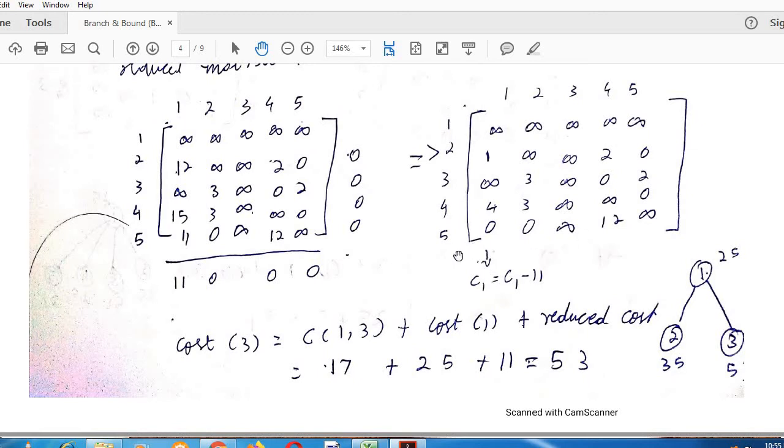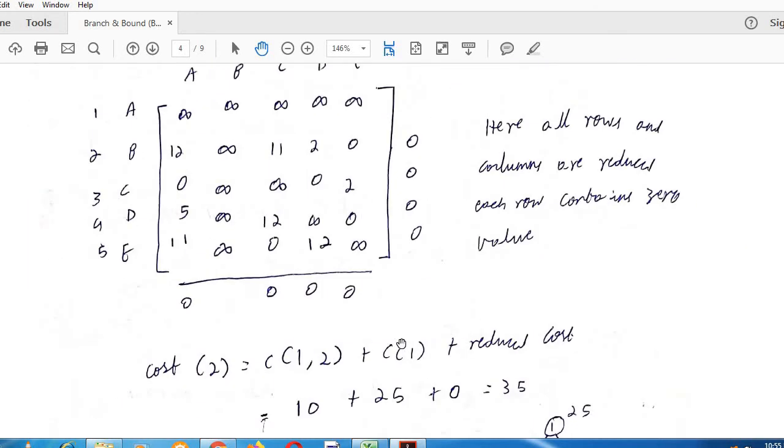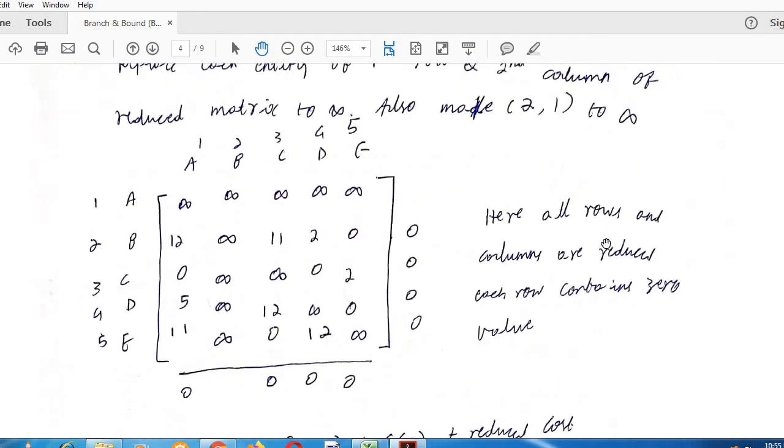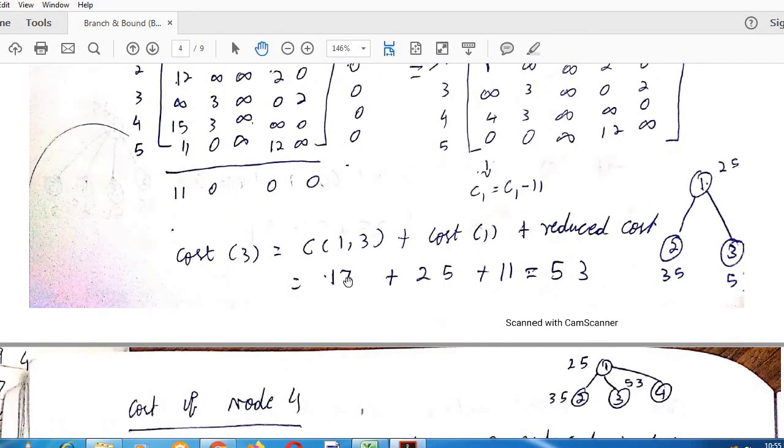So after getting the reduced matrix, I have to find out the cost of node 3. In order for that, I have to find out the cost for reaching from 1 to 3 of the previous reduced matrix. So the previous reduced matrix, we got it while solving the cost of node 1. So the cost for reaching from 1 to 3 is 17. So that I have written down here.